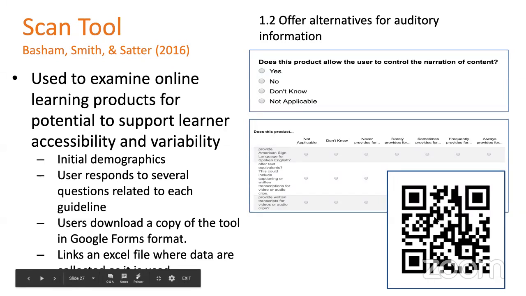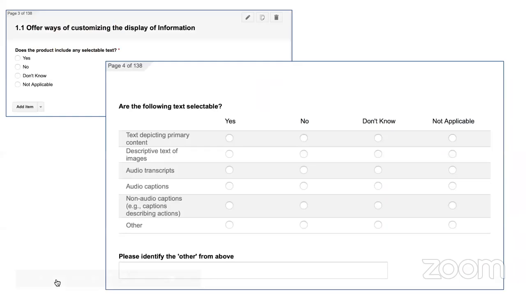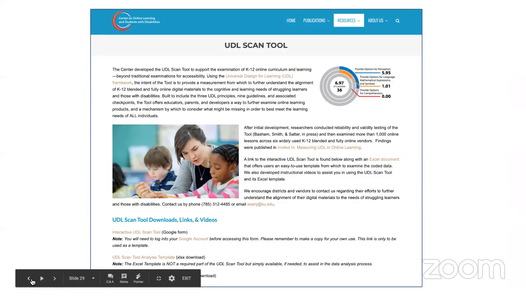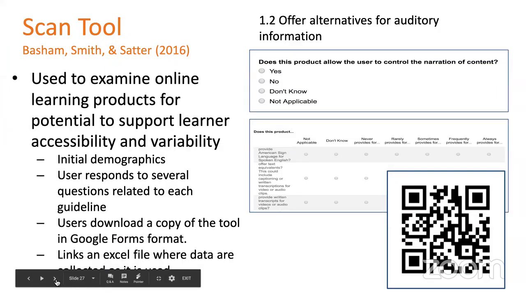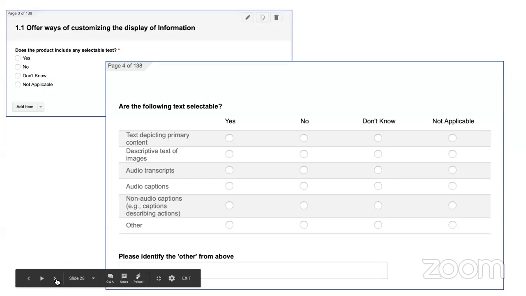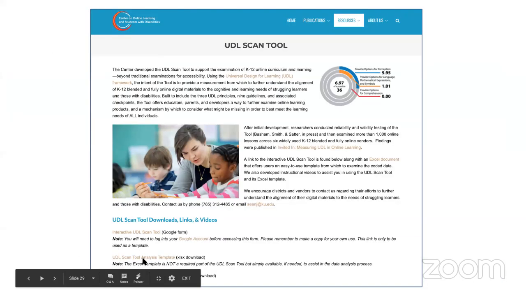I have a QR code here that will take you right to the page where you can find this, a website, looks like this, where you can find this tool. And actually what you do is download a copy of the Google form that is the tool. And it generally looks like this for each of the questions it's addressing. And then it also gives you an analysis in the end after you've used these, so you can get lots more information there.